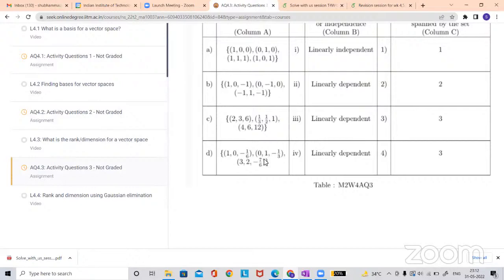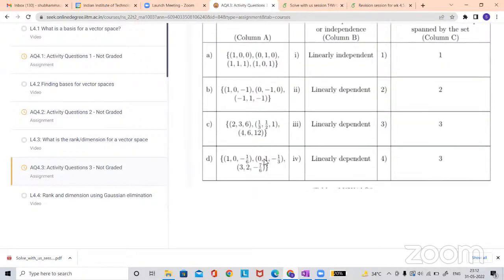Okay, sir. Then when you get the dependent vectors, what should I do? Just eliminate that. If you got one dependent, just remove that, and now check the remaining two. If they are independent, fine. If that is also dependent, eliminate that. That is the process. Those vectors that remain are independent. Then the dimension will be whatever number of independent vectors remain. Okay, sir. Got it, sir.